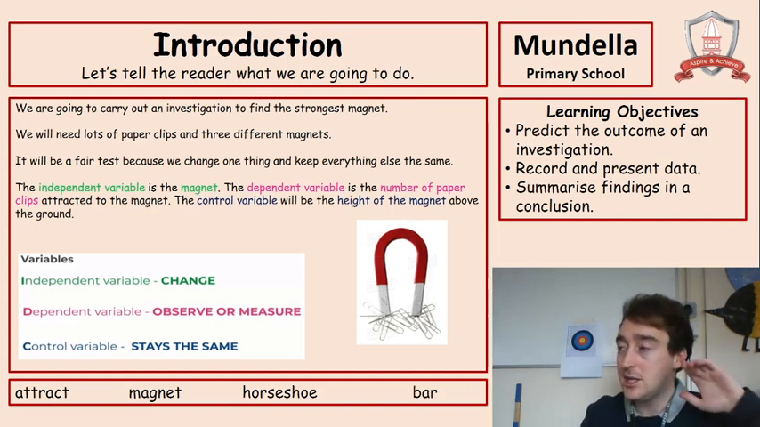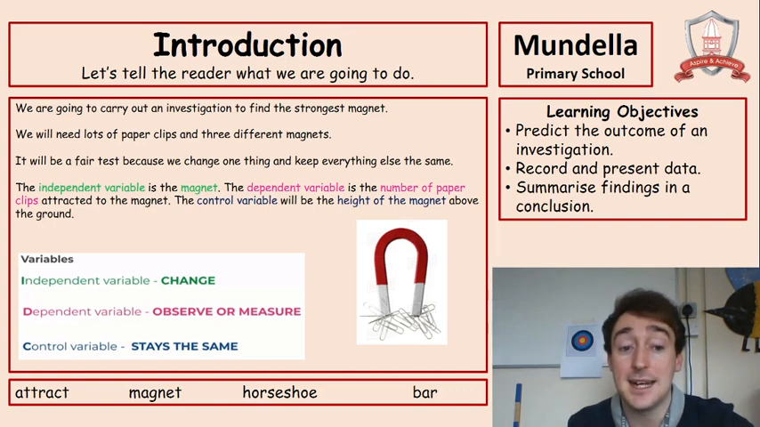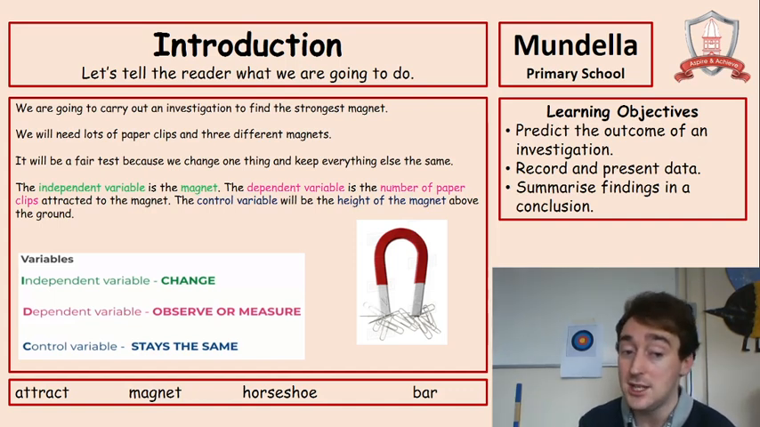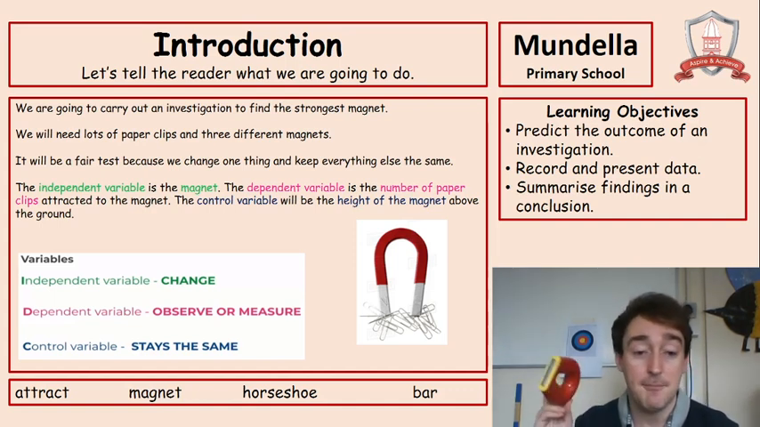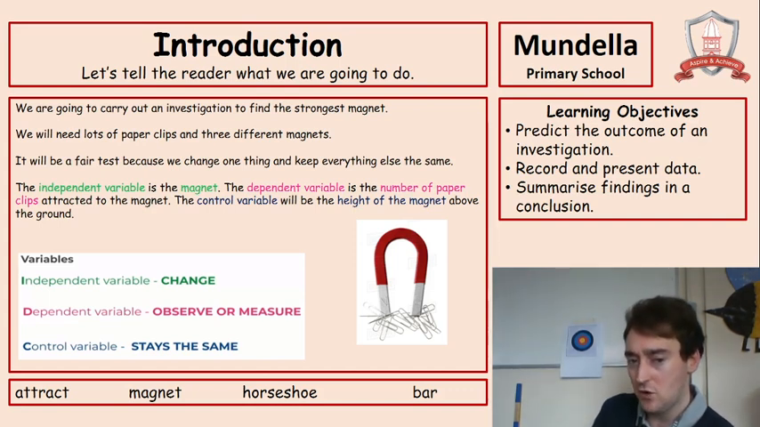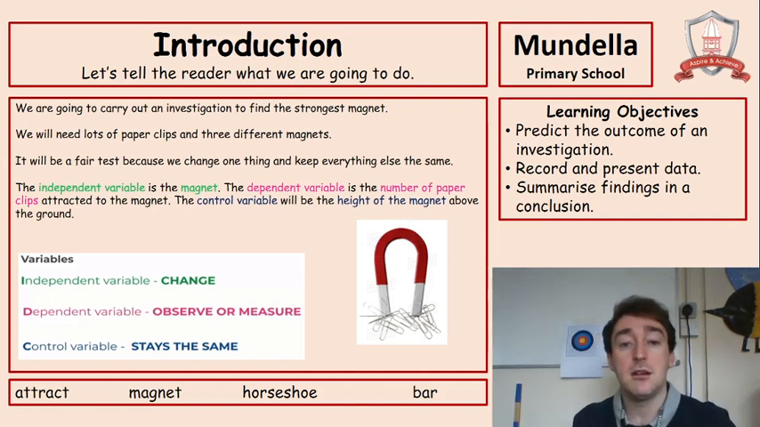So what thing are we going to change? That's right, the magnet. We're going to change the magnet, the type of magnet each time, unlike yesterday. So the independent variable is the thing that we change, and that is the magnet. The dependent variable is the thing that we measure or observe. And that's going to be the number of paper clips that are attracted by each of the magnets.